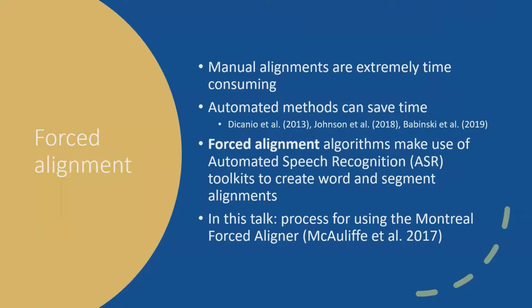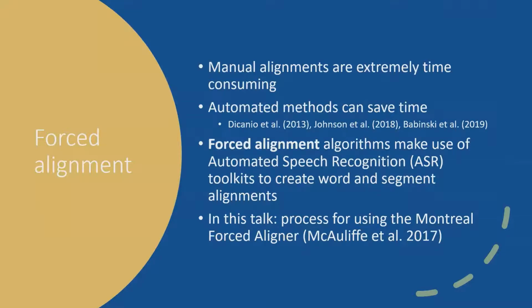So what is forced alignment? Manual alignments are extremely time-consuming, but automated methods can save time, and they're just as accurate as manual methods when the alignments are manually checked after the fact. For more information on using forced alignment, specifically with under-resourced and endangered language data, see DeCanio et al., Johnson et al., and Babinski et al.